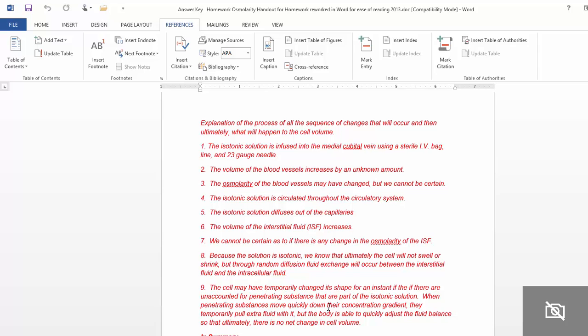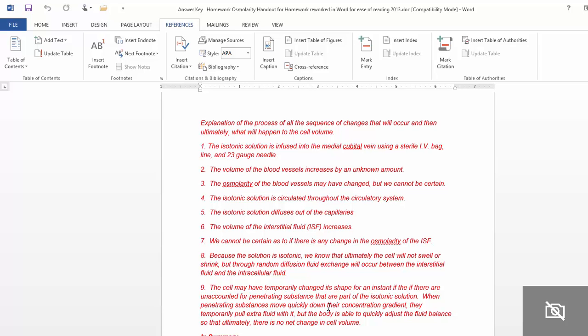The volume of the interstitial fluid then increases. So the substance moves from the blood, diffuses out of the capillaries. You know what diffusion is now, and now it's in the interstitial fluid. Okay? What can you say? We cannot be certain if there's any change in the osmolarity. Why? Because I didn't tell you what the osmolarity is. If I didn't tell you what it is, unless you have magical powers and you can see, you can't tell me. You don't know, right?